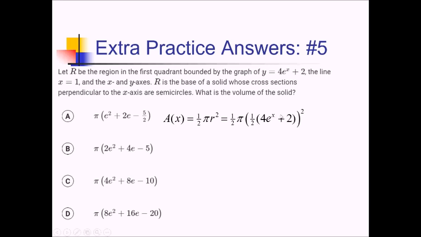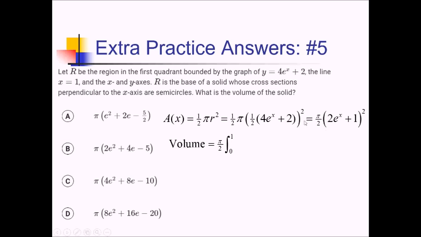Okay, so I can simplify this a little bit here. I'm going to write this stuff out in front as just pi over 2, just looks a little bit nicer. And in here, this is going to be 2e to the x plus 1, and that whole thing now is being squared. So this is my area formula for these semicircles. I'm going to be integrating this from 0 to 1. So I've got volume equals integral from 0 to 1.